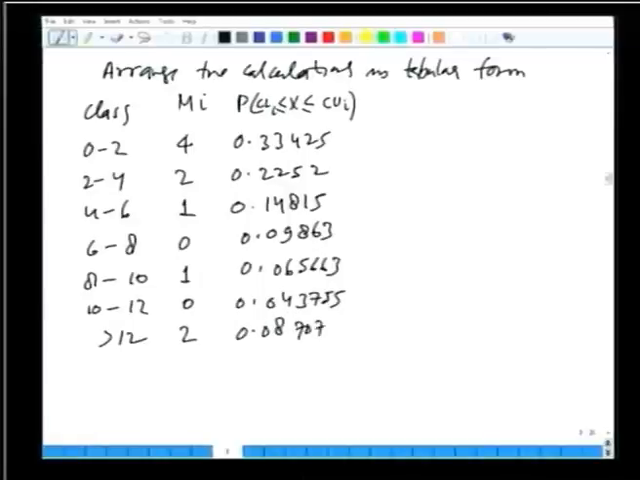Okay. We multiply this number by 10, all right, and get the expected number of observations based on the fitted distribution. All right. So this will be 3.3425, this will be 2.2252, and so on. Okay.